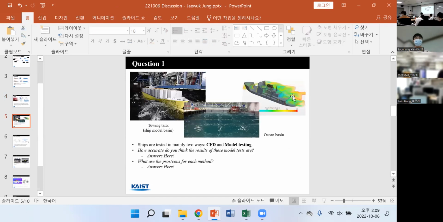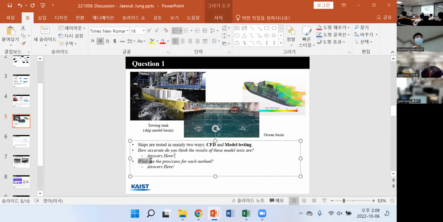So the two most prominent methods that I thought of were CFD and model testing. For model testing, like the figure on the left, we have a ship model. We have a towing tank or a tank that simulates the ocean's motion. So we can test model ships in these kinds of situations, or we have CFD simulations. We can do all the calculations in the computers.